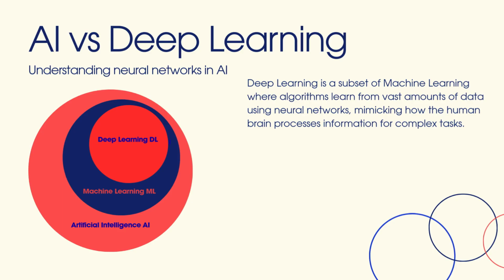Let's understand the relationship between artificial intelligence, machine learning, and deep learning. Artificial intelligence is the broad field. It focuses on building systems that can perform intelligent tasks. Machine learning is a subset of artificial intelligence. It allows systems to learn from data instead of being programmed with fixed rules. Deep learning is a further subset inside machine learning. Deep learning uses neural networks, systems inspired by how the human brain processes information.